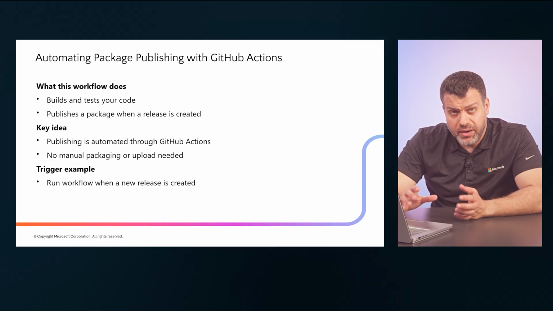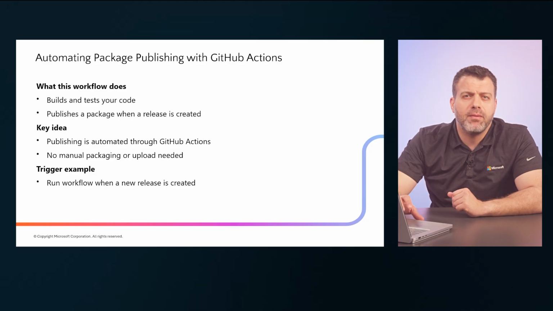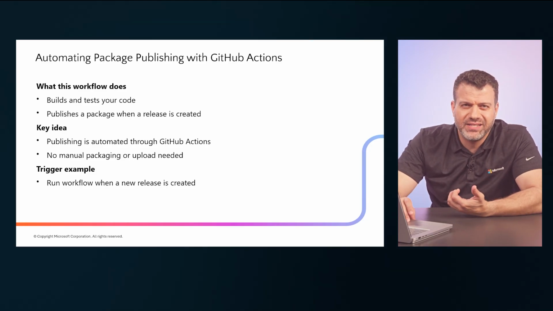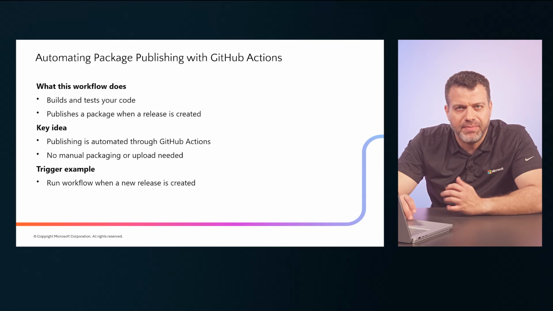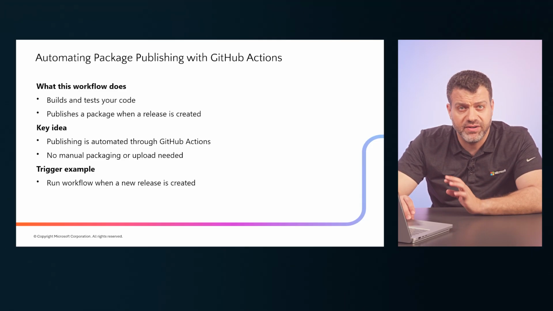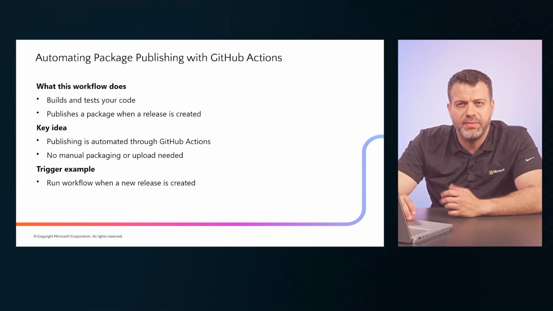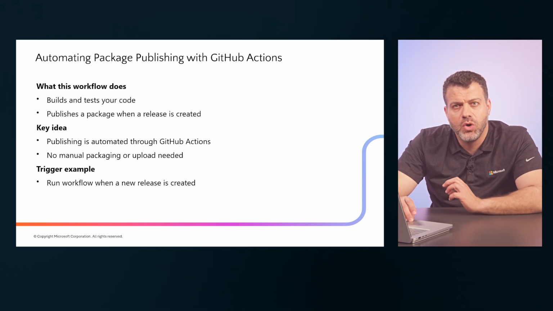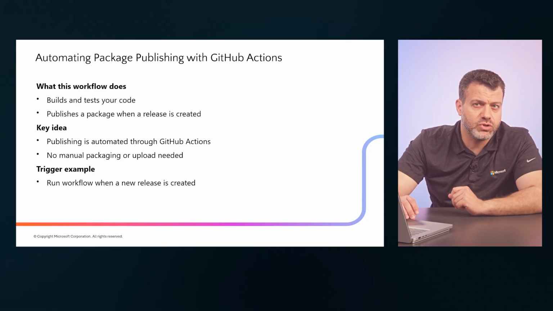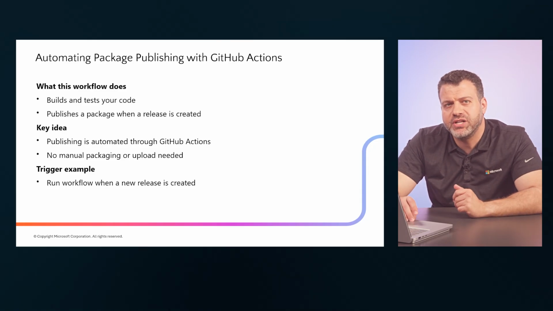We actually look at the automated package, and how we can create one using GitHub Actions. The key here is that instead of manually building, packaging, and uploading artifacts, we're going to have a workflow. This workflow handles everything for us. It typically starts by building and testing the code and making sure everything is working, then automatically publishes the package. What's powerful about it is that the entire process is event-driven. So the moment the release happens, the workflow runs without any manual intervention.